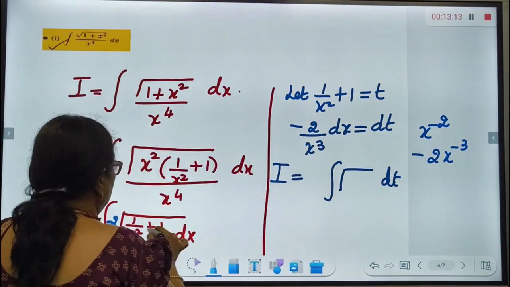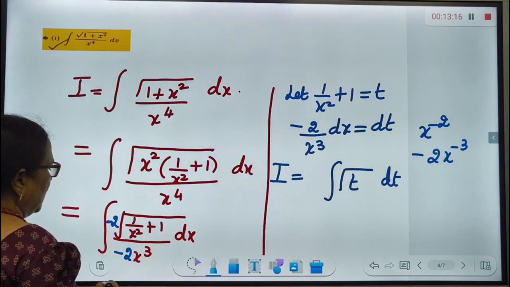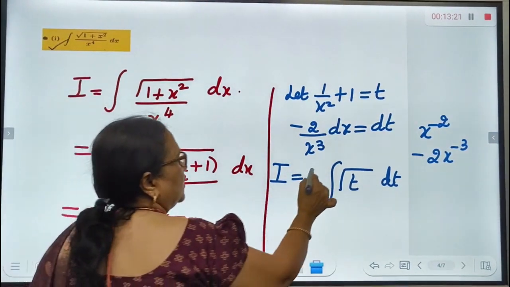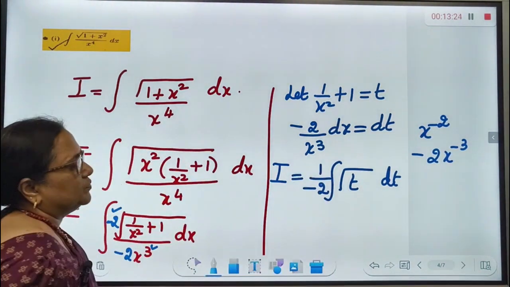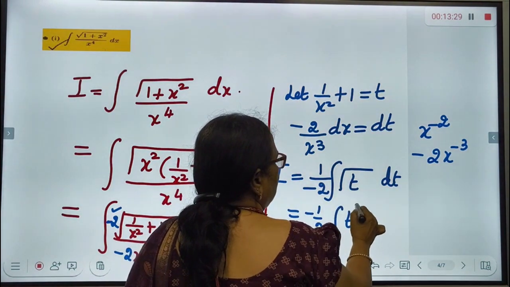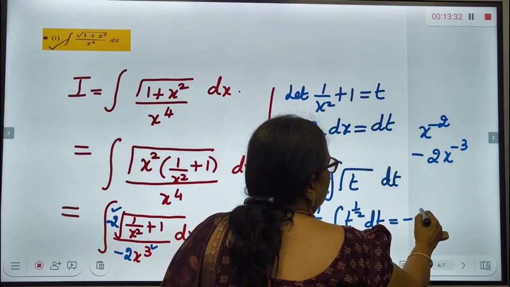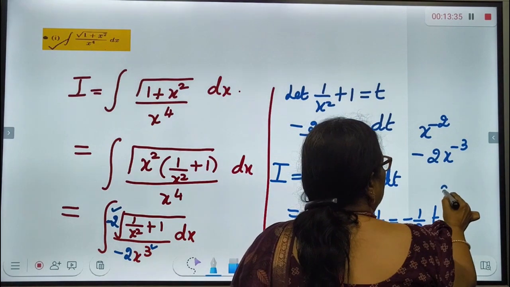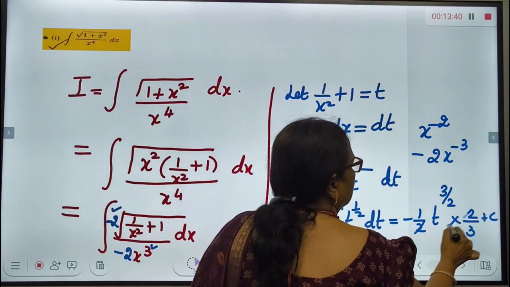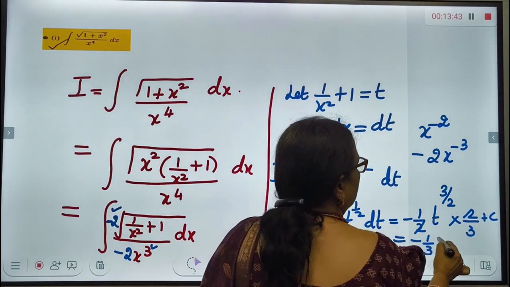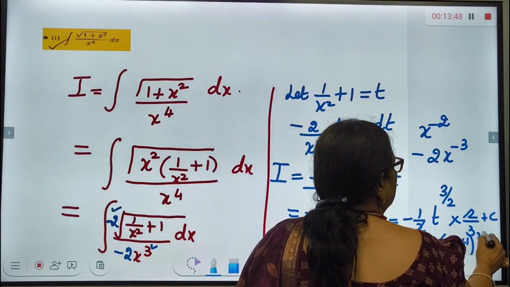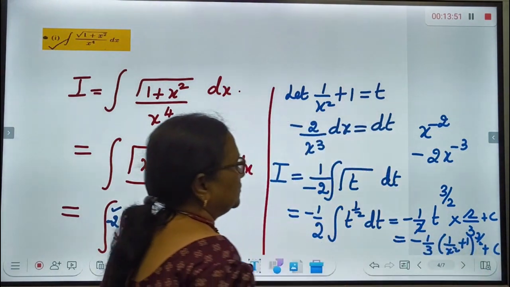Root of 1 plus 1 by x square will be root t. And I have used this minus 2 and I have used this x cube. So, this minus 1 by 2 is remaining. 1 by minus 2, if I integrate t power half dt, will be minus half into t power half plus 1, which is 3 by 2, into 2 by 3, plus c, which is minus 1 by 3. What is t? 1 by x square plus 1 to the power 3 by 2 plus c.